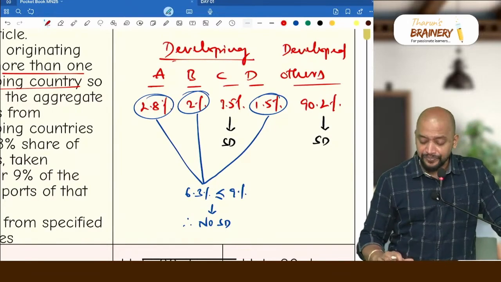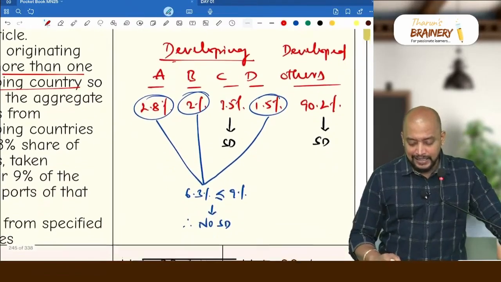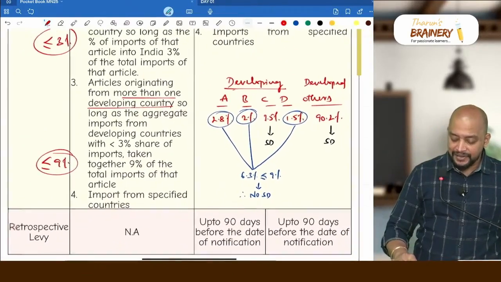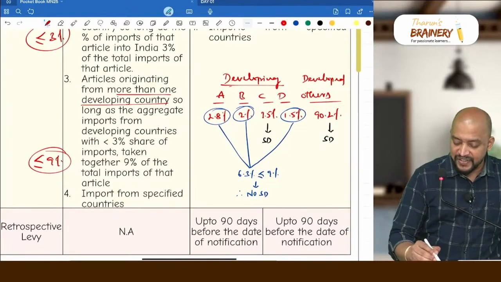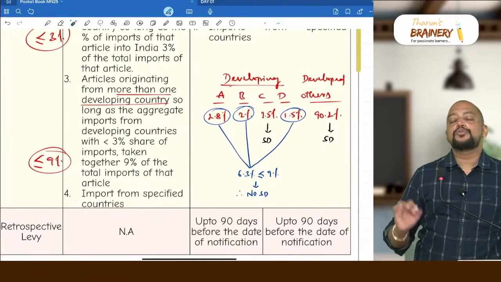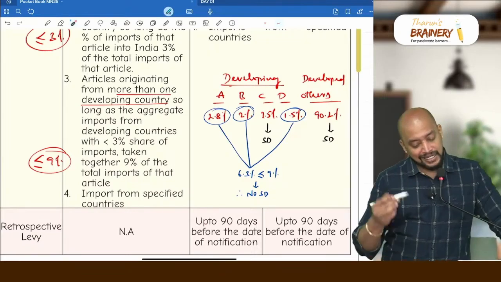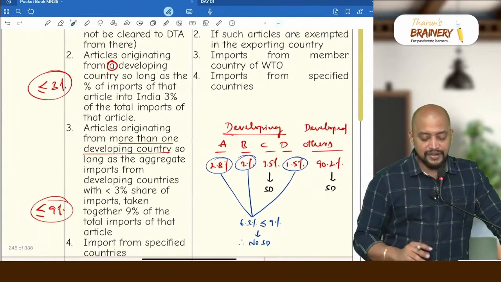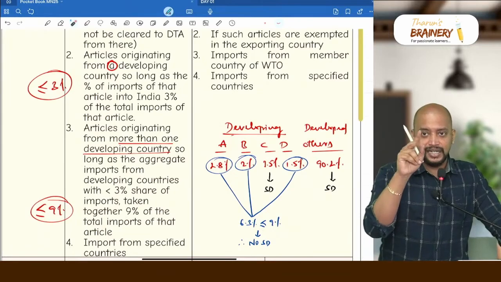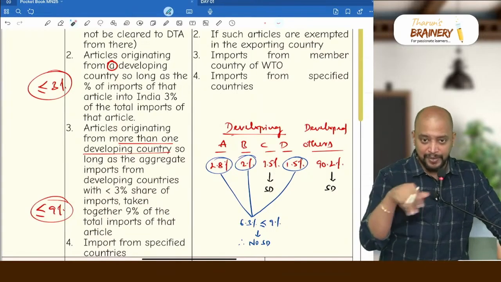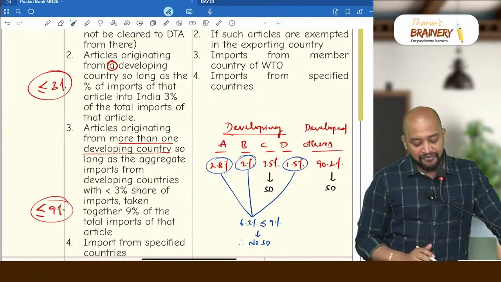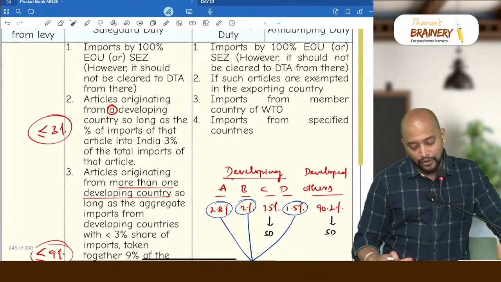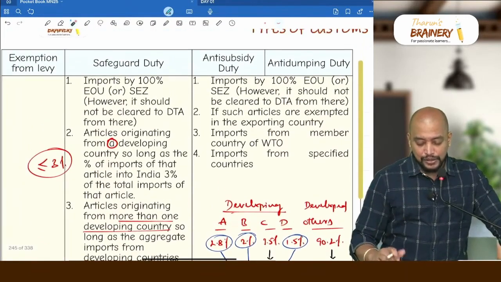Is that clear? Then next, these are the points, and one more point we have, that is number 4, import from specified countries. If imported from some notified countries, that will be given in the question itself, then also there is no safeguard duty. These are the 4 relaxations for safeguard duty: one, EOU/SEZ; second, one developing country; next, more than one developing country; and finally, import from specified countries. Whereas here also we have 4.